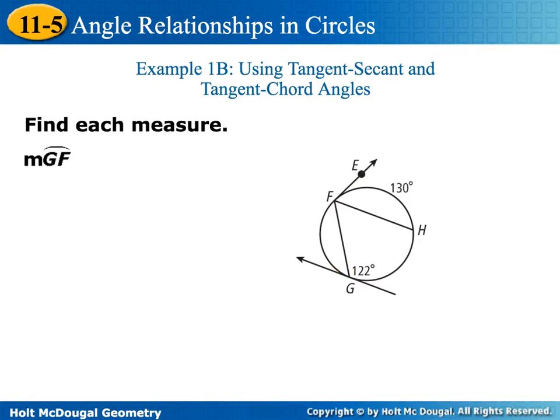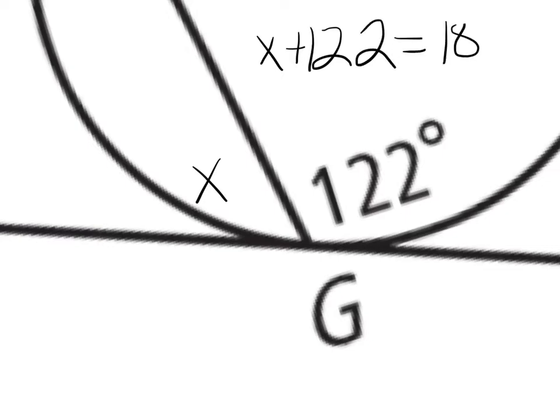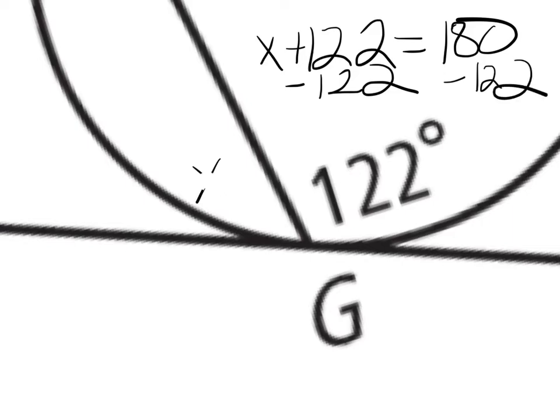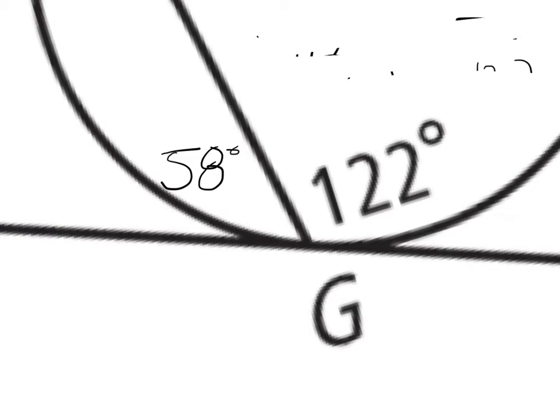Well, I can find this because I know from my first quarter geometry that this angle right here and this angle here is going to equal 180. So I need this to be, let's call this x right now, x plus 122 equals 180. So to find what this is, I just subtract 122. And instead of x, I'm going to write 58 degrees. All right, so that's the measure of that angle.